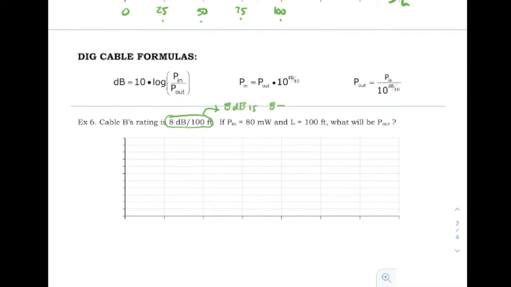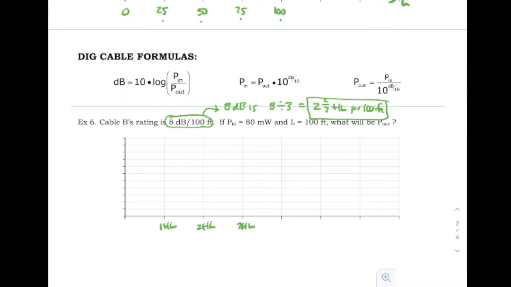Well, you'd have to divide by 3, and you'd get 2 and 2/3 half-lives per 100 feet. Huh. So we'd have to go 1 half-life, we'd have to go 2 half-lives, and we'd have to not quite go 3 half-lives. So what's that going to do?